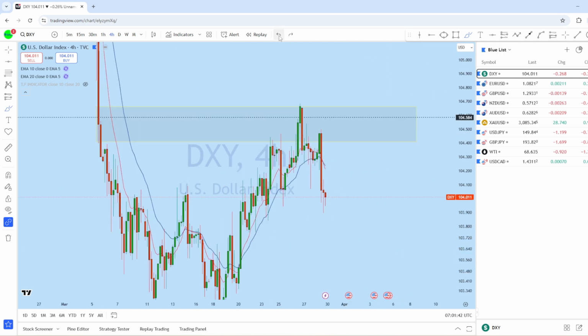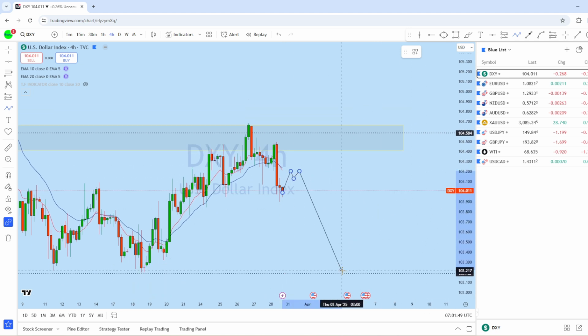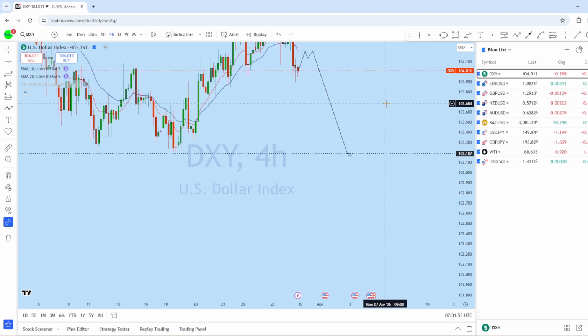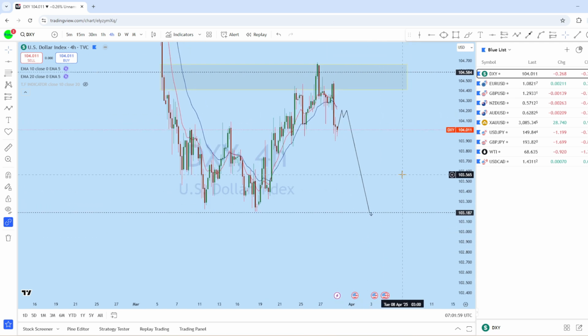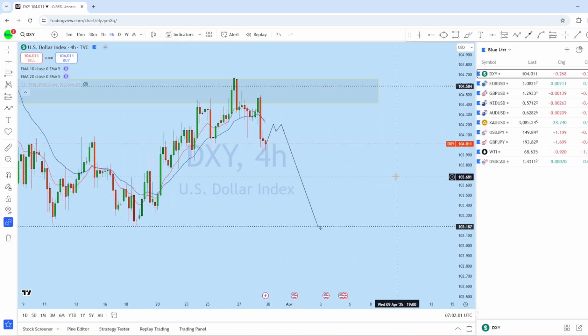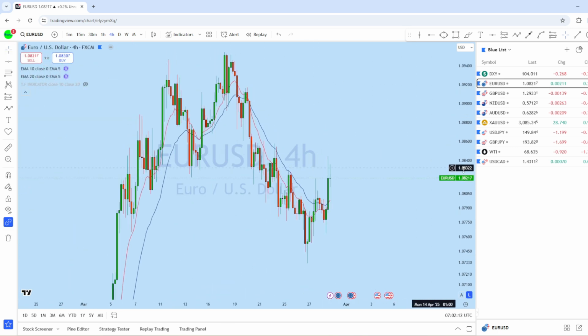So any pullback on DXY is an opportunity for us to trend this market to this level. So this could be the wave for the upcoming week. On DXY, I think we could even see potentially a new lower low in that market. So DXY next week, with the NFP, we can expect potentially a downtrending market. So that could lead euro dollar to be an uptrending market potentially.